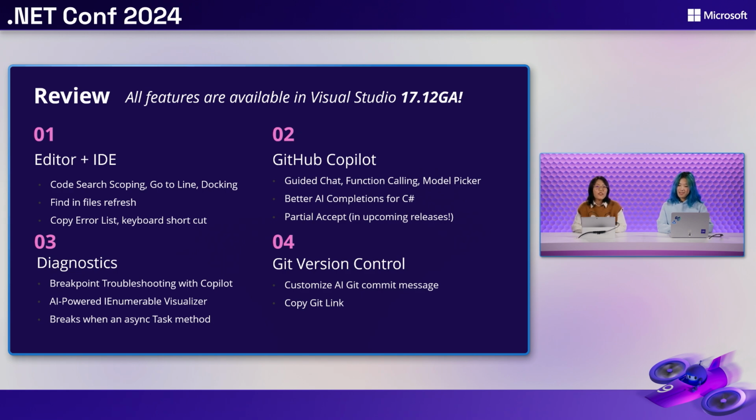We hope you found something interesting and exciting. So here is a review slide. Feel free to take a screenshot. And just a reminder, all the features here except partial accept are available in Visual Studio 17.12 GA for you. So please download the newest Visual Studio and try it out for yourself.